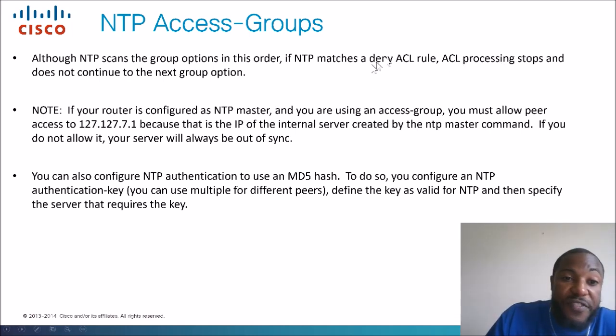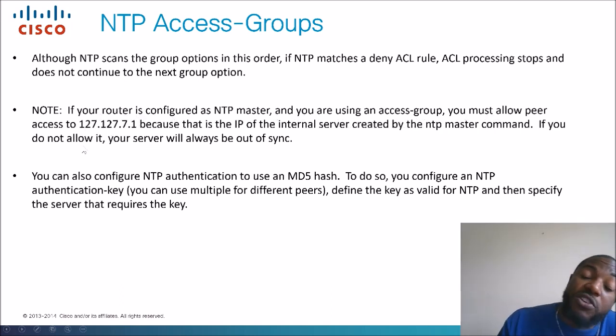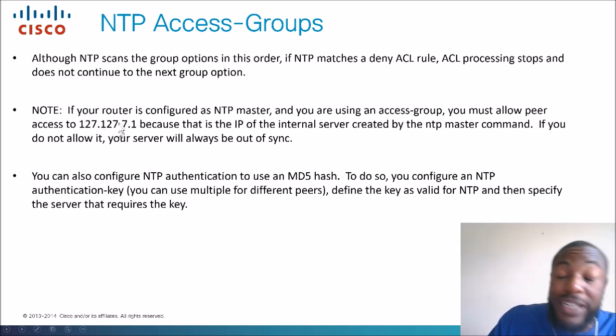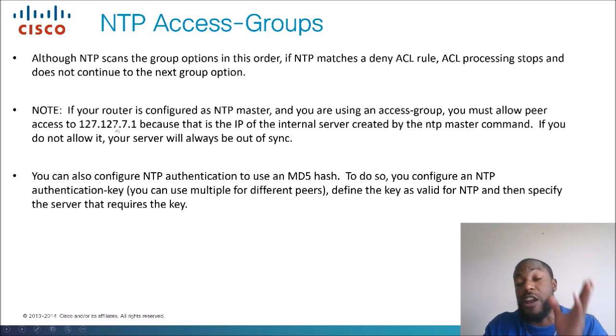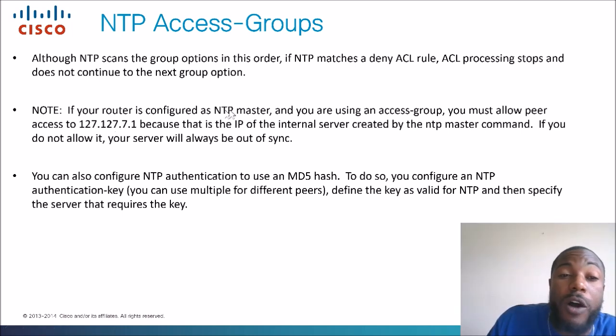If your router is configured as an NTP master and you are using an access group, you must allow peer access to this IP address. Remember, we talked about this IP address in the last video, right? 127.127.7.1. This looks like an IP address we need to remember if we're going to be talking about NTP protocol, because this is the IP of the internal server created by the NTP master command.